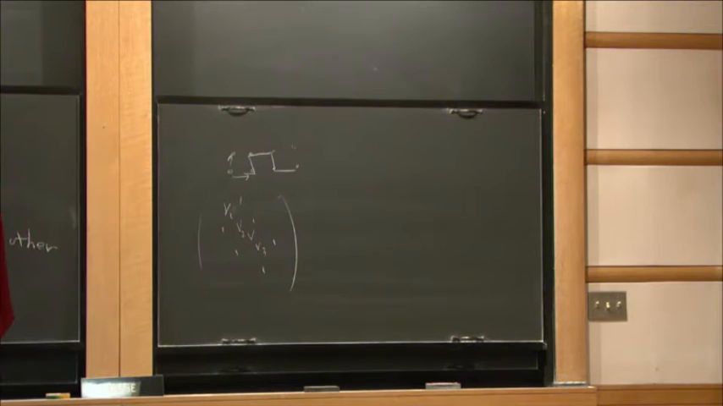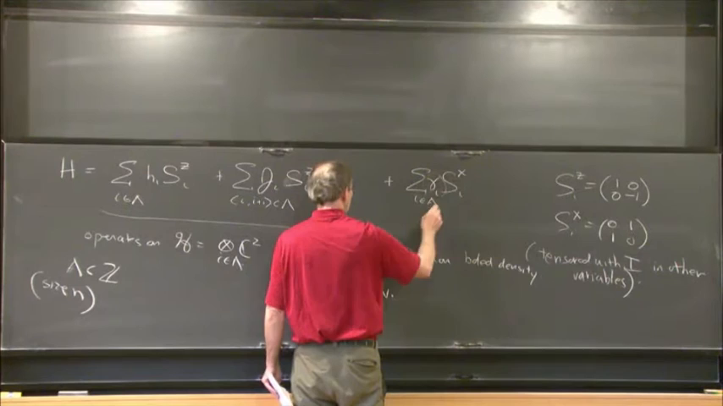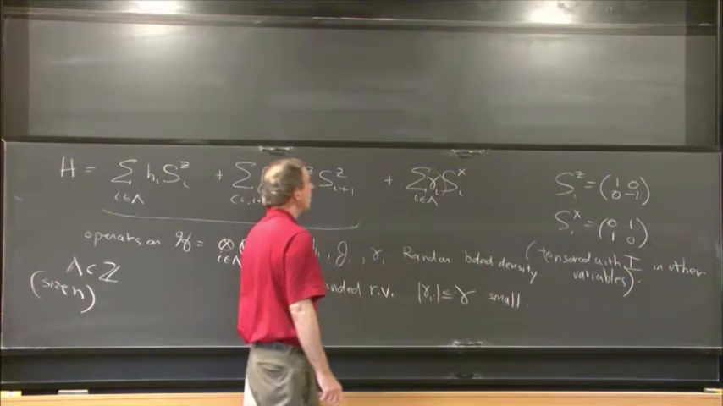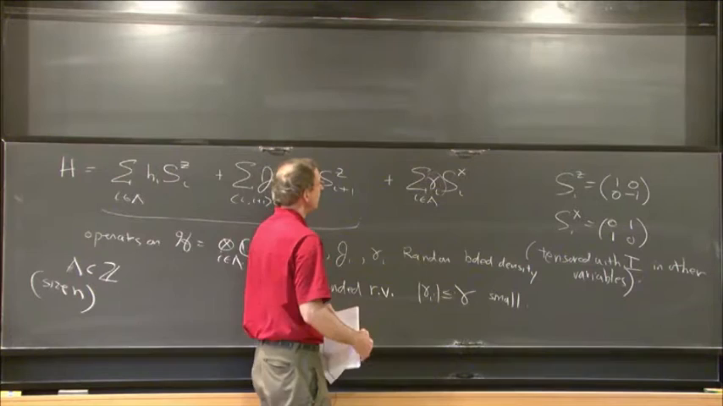Okay, so now these are going to be random variables. So we're going to assume that h_i, J_i, and gamma_i are random. We're going to have bounded densities. And they should be bounded as well. And we're basically perturbing in this. This is our small parameter here. So we're going to assume that gamma_i is less than some gamma. And it's going to be small. So you can think of this as either you have weak hopping, or you can say you have large randomness. Either way, it's an equivalent point of view.